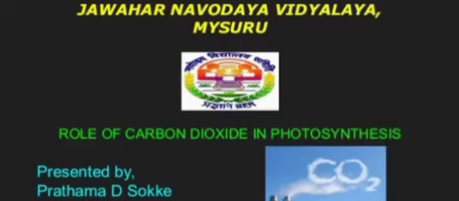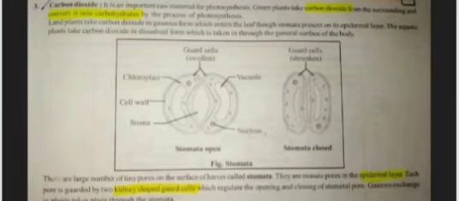Today I am here to explain the role of carbon dioxide in photosynthesis. Now, first of all, let us see how carbon dioxide is necessary for photosynthesis. Carbon dioxide is an important raw material for photosynthesis. Green plants take carbon dioxide from surroundings and convert it into carbohydrates by the process of photosynthesis.